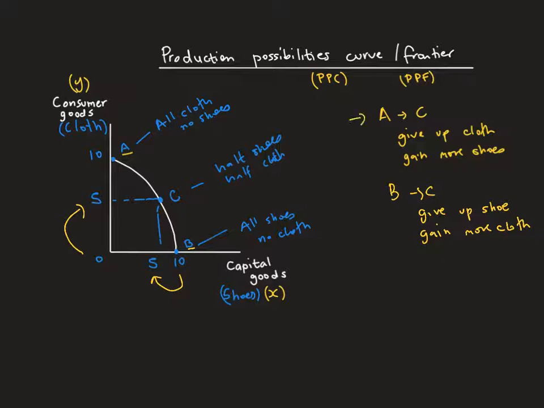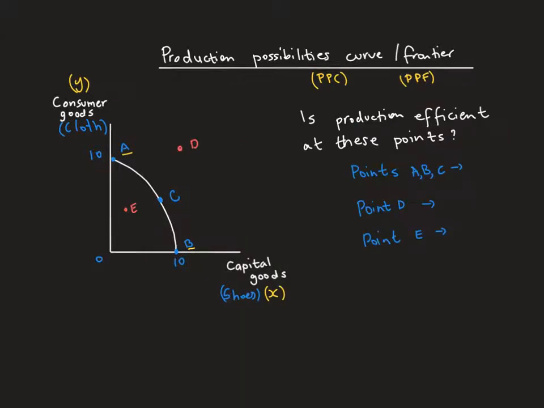Likewise, we can also move from point A to point C. A movement from point A to C and a movement from point B to C, whichever way you look at it, represents a situation of Pareto efficiency. What the PPC curve is trying to tell us is that you can only produce more of one product by giving up the production of another product. So A to C represents a situation of Pareto efficiency, and moving from B to C also represents a situation of Pareto efficiency.